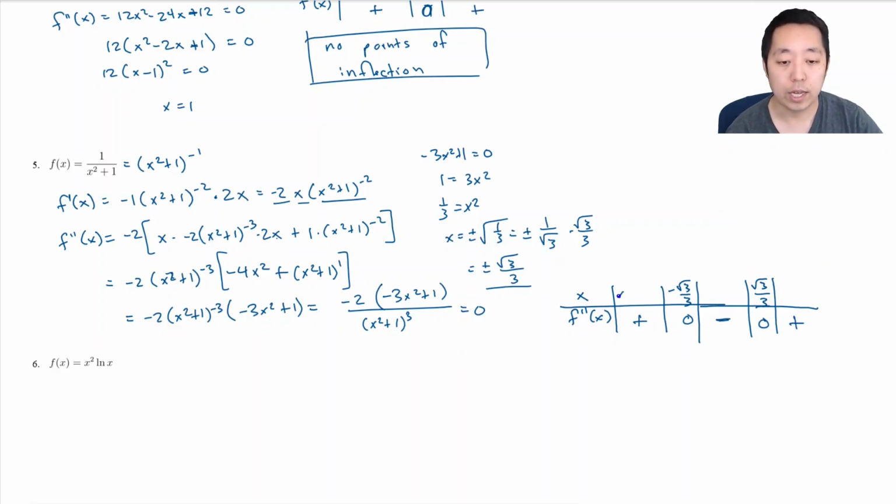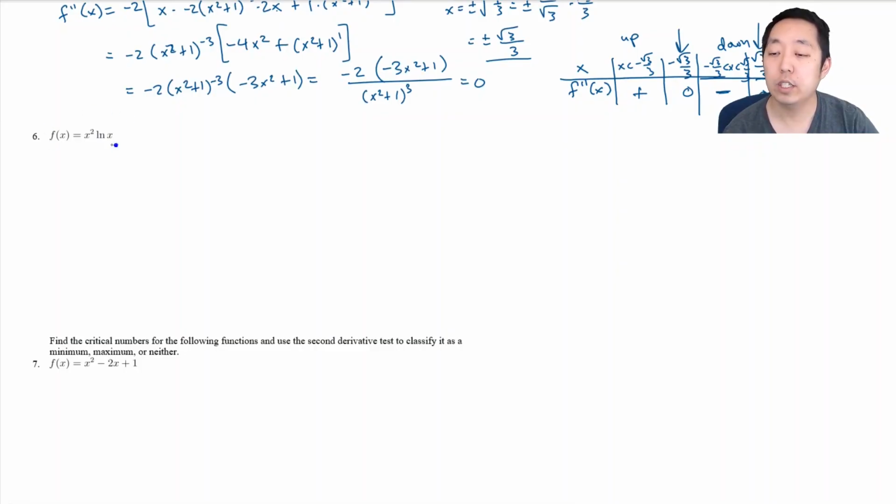Okay? So when x is less than negative root 3 over 3, it's concave up. Between negative root 3 over 3 less than x less than root 3 over 3, it's concave down because the second derivative is negative, and here it's concave up because the second derivative is positive. And these two are both points of inflection because the concavity changes to the left and to the right of it. Okay.